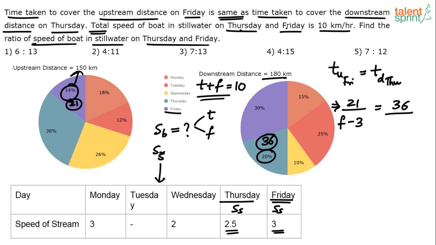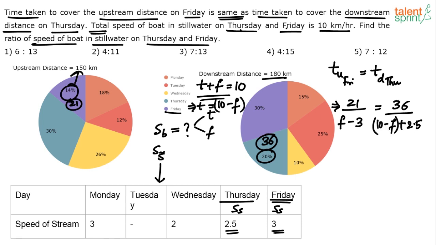Right? Now the speed of the water, or speed of the stream, is 2.5. So plus 2.5. Speed of the boat plus speed of the water. But what is the speed of the boat? Speed of the boat on Thursday is T. But can we take T as 10 minus F? T equals 10 minus F. Yes. So we can take this as 10 minus F. You understand? So that's the equation.